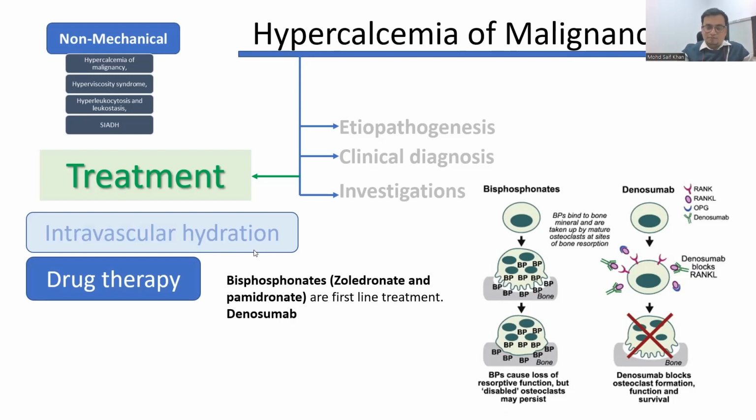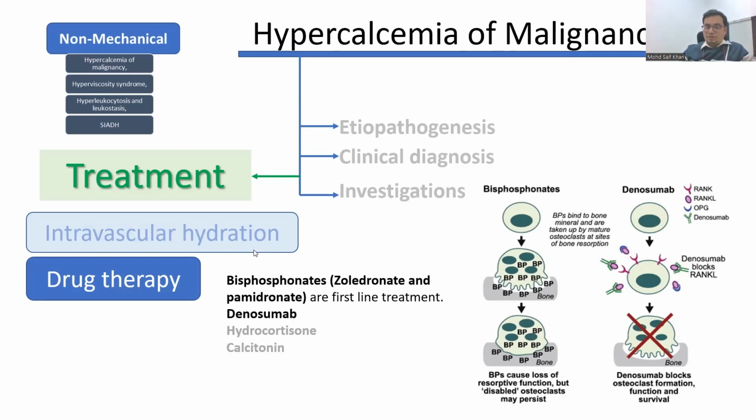Another drug for hypercalcemia of malignancy is denosumab. Denosumab is a monoclonal antibody that inhibits the RANK ligand and blocks osteoclast formation. So it completely blocks osteoclast formation. Therefore, it is a very effective agent in cases of bisphosphonate resistance, because there are some cases where bisphosphonate therapy might not work. In such cases, denosumab is the better agent.